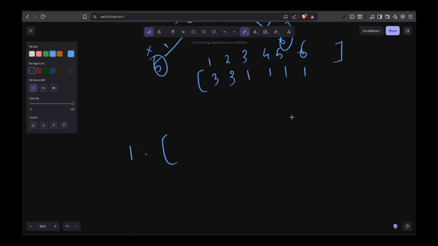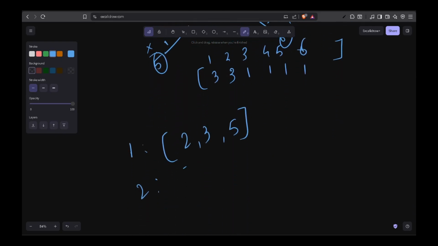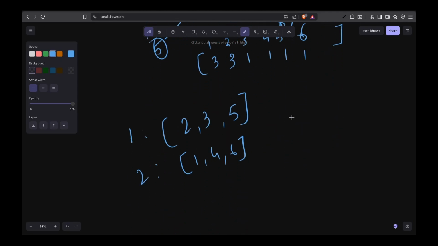2, 3 and 5. 2 would be 1, 4 and 6. 3 would be 1, and so on, right? Basically we are keeping track of 1 is connected to which other nodes, 2 is connected to which other nodes, and similarly 3 connected to which other nodes. This is the graph, and again this whole thing will also be an array, right? So it's a 2D array. Okay, so let's make this 2D array.